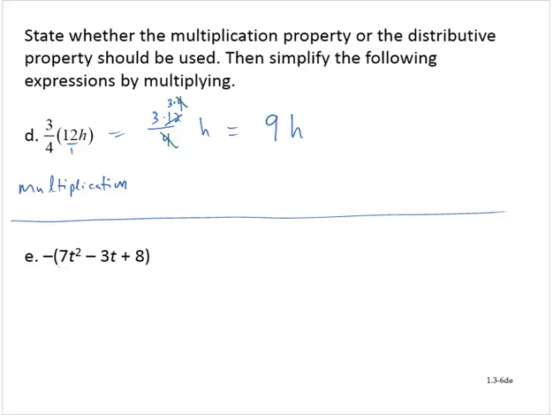Negative quantity 7t squared minus 3t plus 8. This is a situation where we're using the distributive property. And in practice, what we understand is that this negative changes the sign of each term in the quantity. And so we would write negative 7t squared plus 3t minus 8. Notice how I applied that opposite to each of the terms of the quantity.